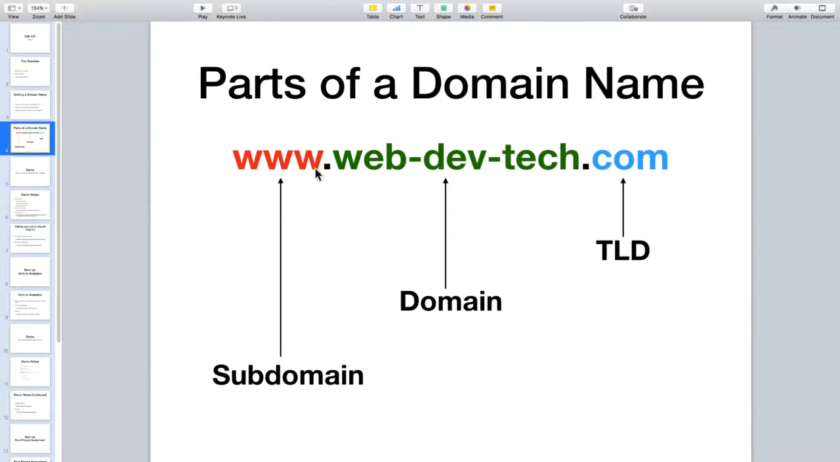So www is kind of superfluous, but you see subdomains in situations where people have an API, for instance. The OpenWeather API starts with api.openweathermap.org. Other people have used it for FTP, so you can have ftp.webdevtech.com. Any kind of subdomain you would like, you could put in the front here, and you could do special routing based on that subdomain.